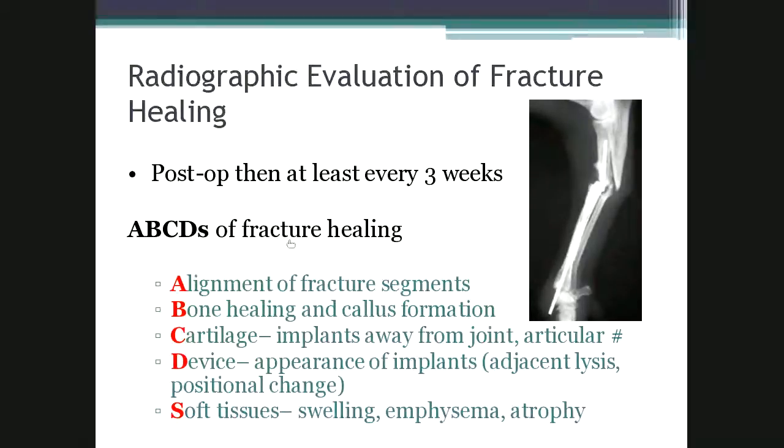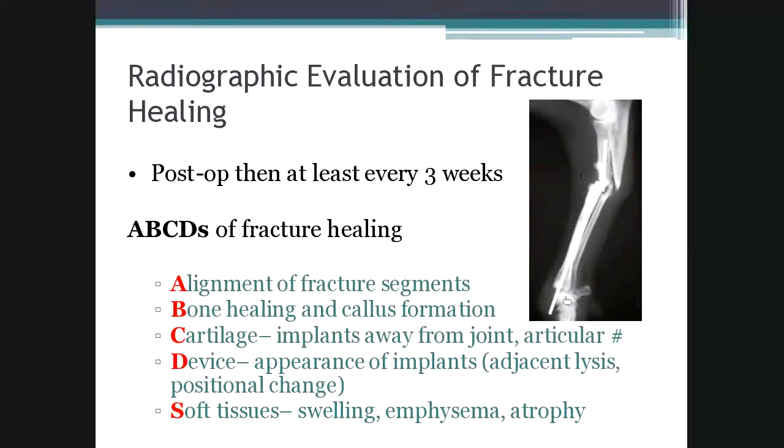A stands for alignment of the fracture segments. B is for bone healing and the degree of callus formation. C refers to the cartilage present. Implant should be away from the joint and not be penetrating the joint. For example, in the image here, the IM pin is within the antebrachiocarpal joint. Cartilage also refers to fractures that have entered the joint space, and also physeal fractures.